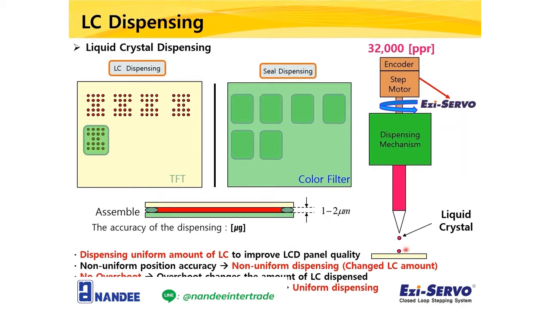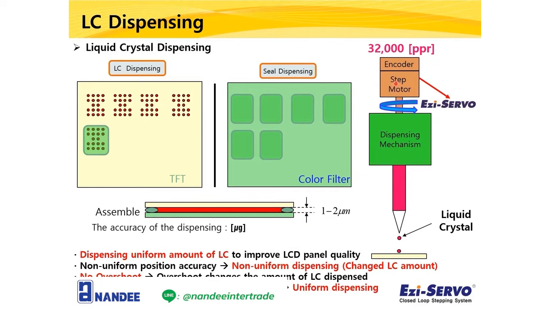Therefore, the 32,000 ppr encoder, which has the highest precision in Easy Servo, is also applied to this machine to increase the precision of the liquid crystal dispensed. If a 5-phase motor or another company's closed-loop stepping motor were applied to this liquid crystal dispenser, position accuracy would not be constant, so it would be impossible to dispense a certain amount of liquid crystal.